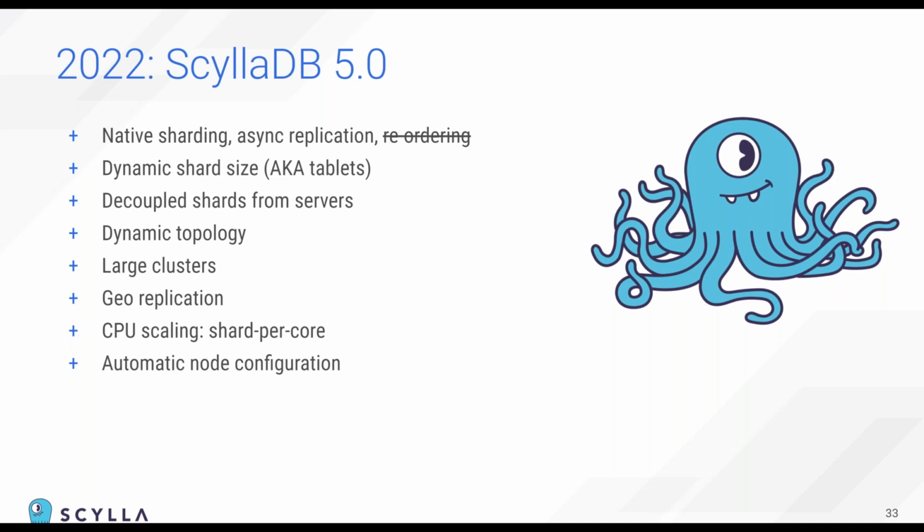And basically now shards will be split or merged depending on how much they're used, basically on the load and the size of the shards. And this improves scalability and also makes changing the topology much easier. So now with Scylla 5.0, the topology is going to be practically dynamic. You will be able to add or remove nodes almost at will.